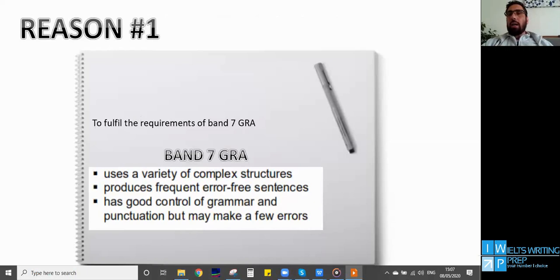Okay. So let's take a look at reason number 1. Reason number 1, as we said at the beginning of the lesson, is to use a variety of complex structures. So this is a requirement of Band 7. If we don't have these relative clauses, we can't get a Band 7. That's as simple as it is. So we need to make sure that we do use them, here and there.